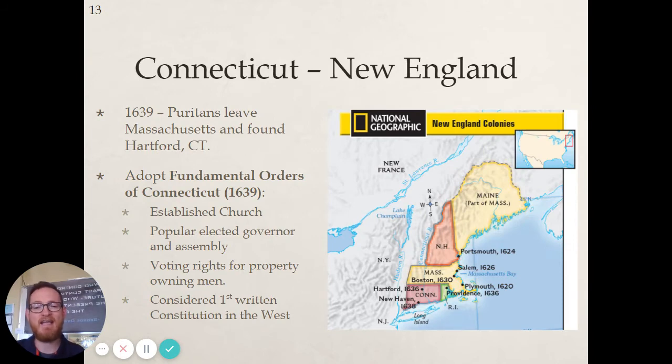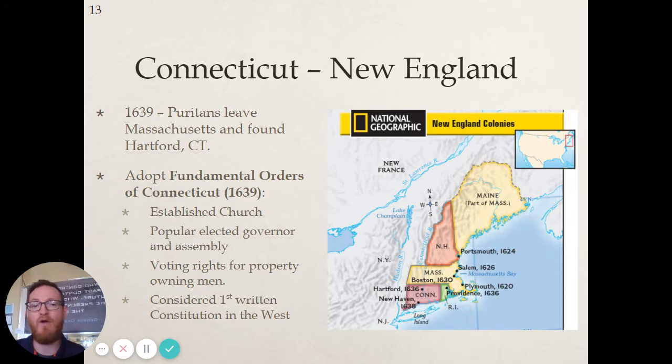Right. The Connecticut colonies, in 1639, you're going to see that some Puritans decide to leave Massachusetts and they found Hartford, Connecticut. They're going to adopt what is going to become known as the first written constitution in the West, the Fundamental Orders of Connecticut. And then, of course, they establish a church, a popularly elected governor and assembly, and put in place voting rights for property-owning men. But again, this is seen as very important because this is the first time you're actually having a written constitution in the New World.